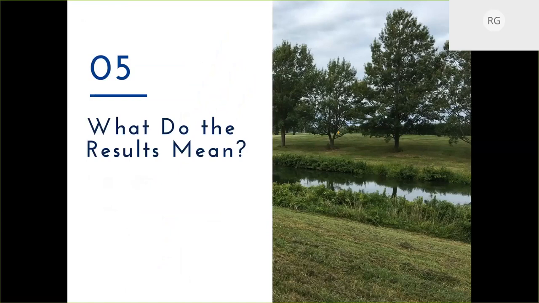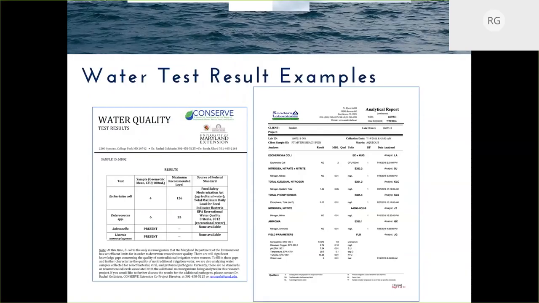So once you've had your water tested, what do those results actually mean? When you get your test results, they can come in a number of different formats. I'm showing two different examples here. On the left is how in Conserve we give our study participants their results back. So what we're showing here is the results, what the standards are, and then what it means. But it's much more likely that when you get your water test results back from a lab, they'll come in a format similar to the report that I found on the internet on the right. So showing the results only.